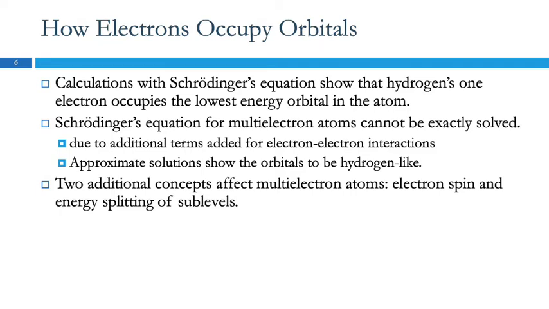And more than one electron makes things really, really complicated because there's electron-electron interactions. The two things we'll consider in multi-electron atoms are electron spin and energy splitting of sublevels.